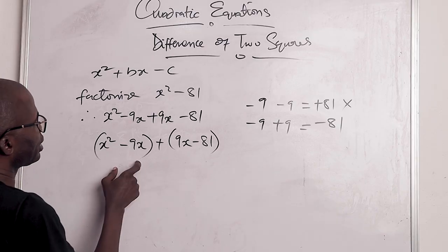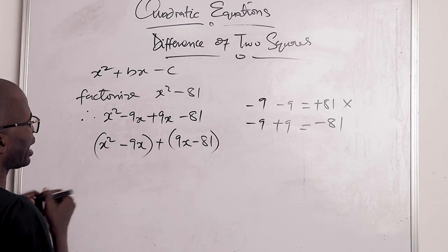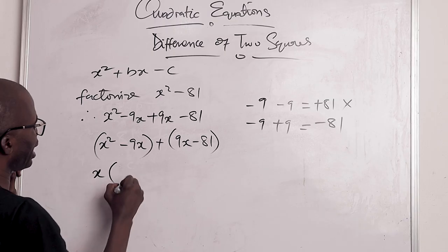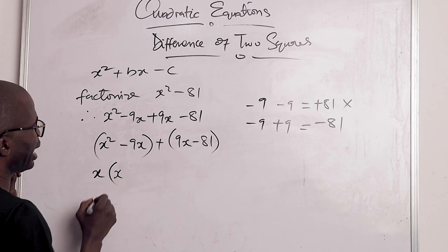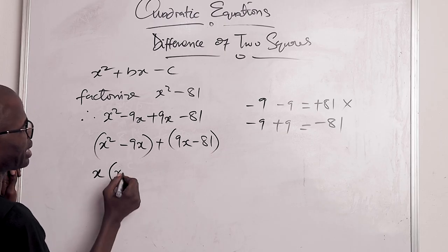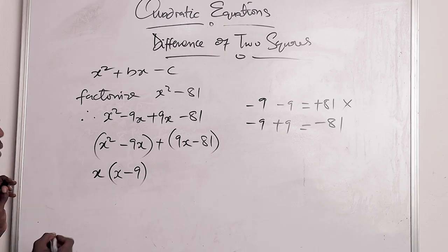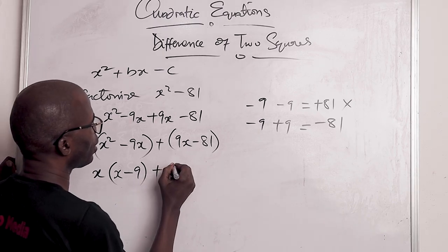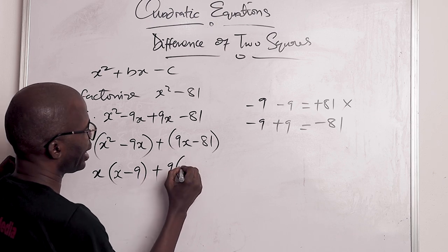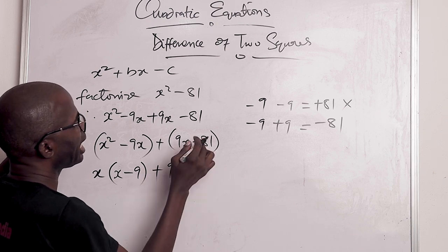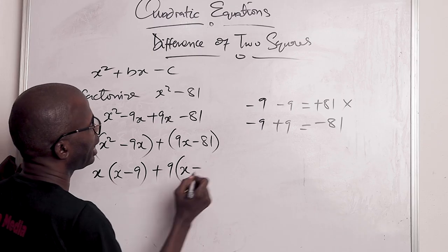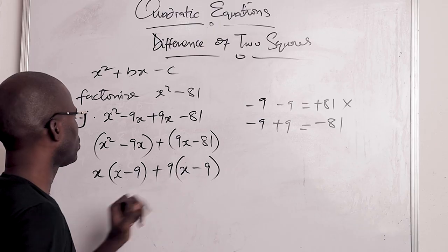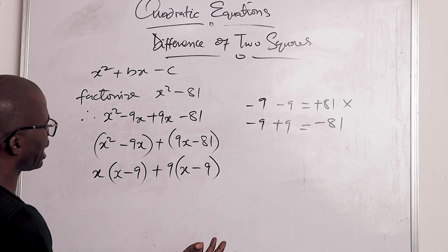Good. So what are we going to do? Pick the coefficient of this first bracket. You have x here, you have x here. So let's bring out one x. X in x squared, you have 1x. Then x in minus 9x, you have minus 9, isn't it? So you open the bracket. We have plus 9. 9 in 9x, what do we have? We have x. Then 9 in 81, minus 81. 9 times 9, 81. So that has settled it.